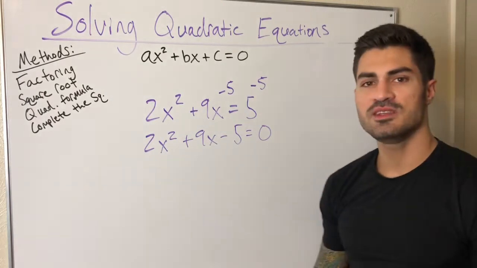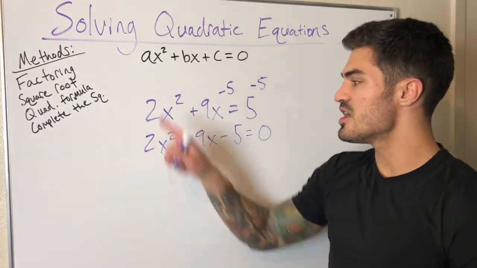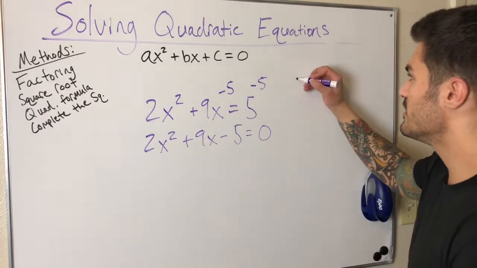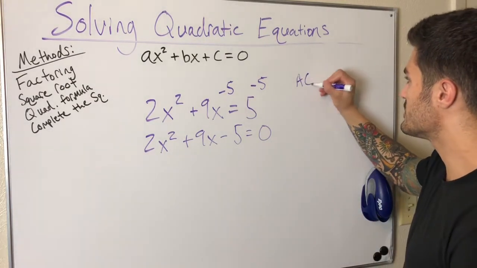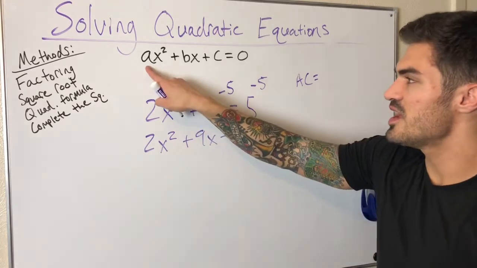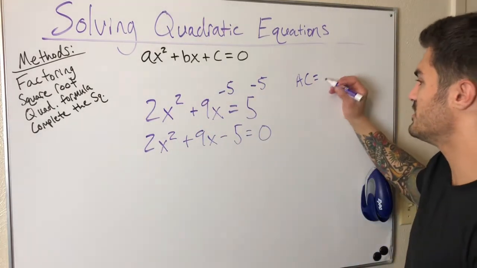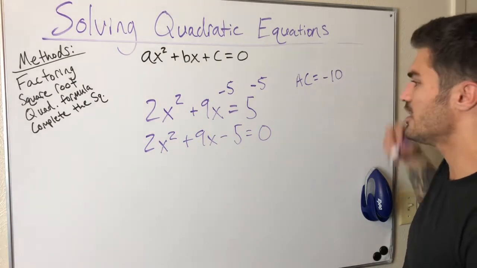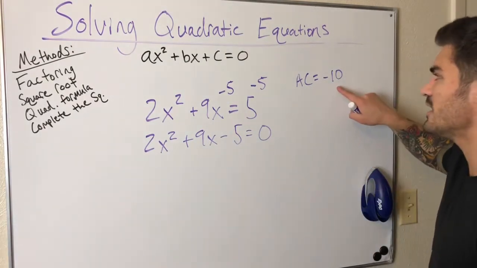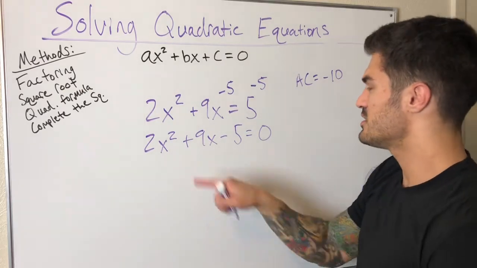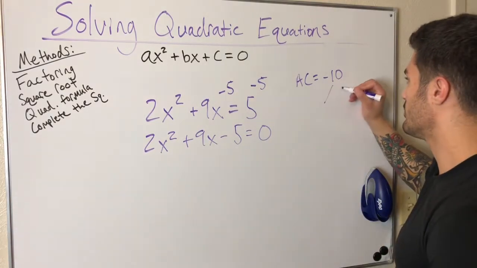Now I'm going to use the AC method because this a is not equal to 1. And what I do with this method is I take a times c, which a is this, c is this, right? So 2 times negative 5, that is negative 10. And I'm looking for two numbers that multiply together to give me negative 10 and add together to give me positive 9. And I'm looking to break this up.